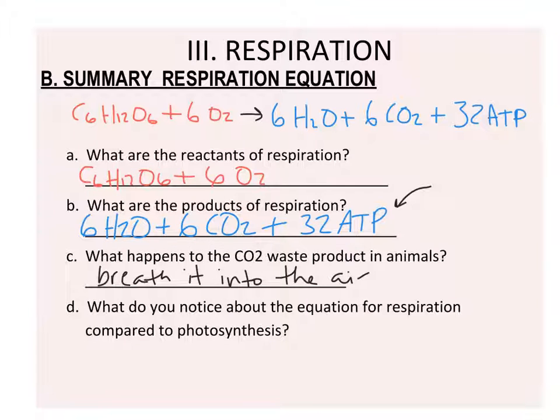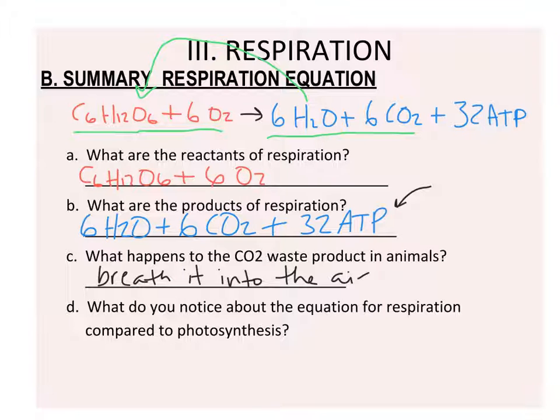Now, what do you notice about the equation for respiration compared to photosynthesis? Once again, if you don't remember the photosynthesis formula, if you never learned it, you're not going to notice anything. But those of you that have learned it, the reactants for respiration were the products of photosynthesis. In photosynthesis, plants made glucose and oxygen. And the products of respiration, water and CO2, that is what plants used in order to make the products of glucose and oxygen.